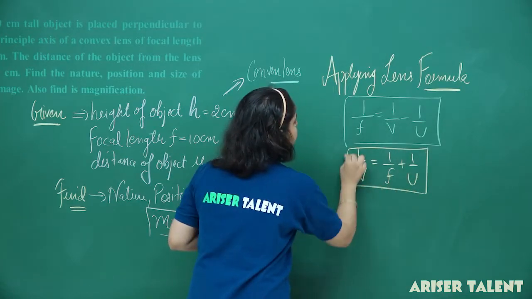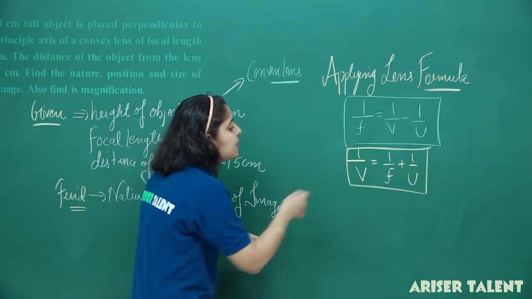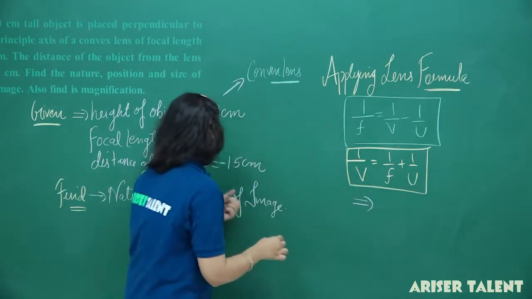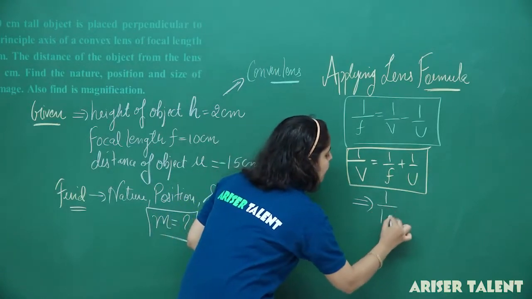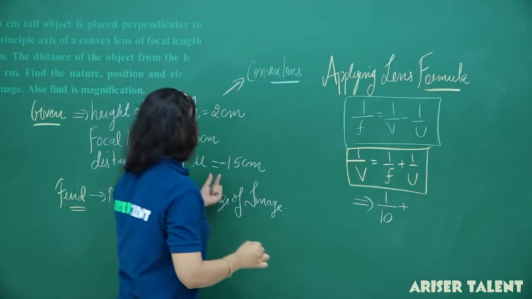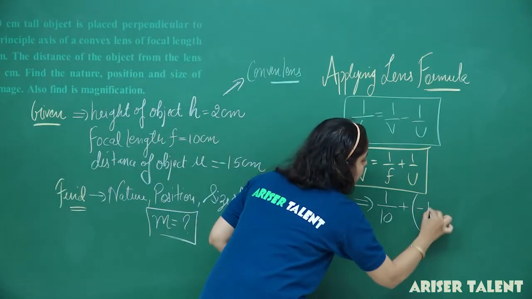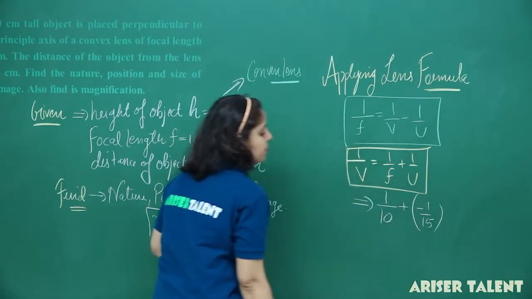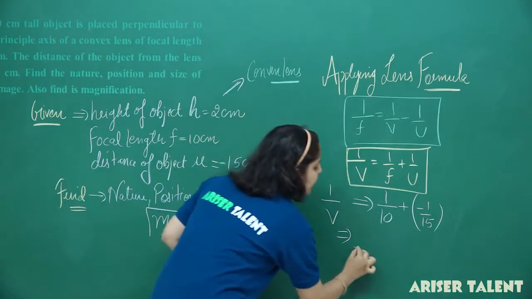So, this is our lens formula. Now, on substituting the values, you can see that the focal length is 10 centimeter. So, it will be 1 upon 10 plus u is minus 15 centimeter. So it will be like this. Now 1 upon v will be equal to 1 upon 10 and 1 upon 15.